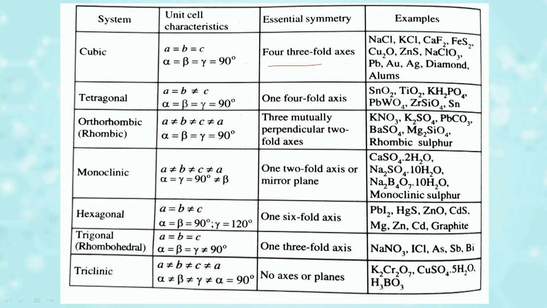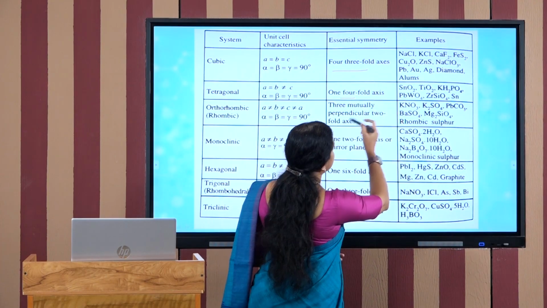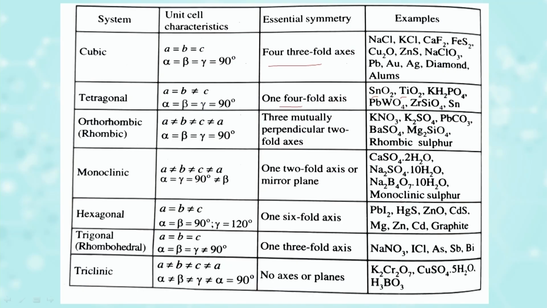So, next is the tetragonal, and the essential symmetry element is 1 4-fold axis. The examples given, we have SnO2, then titanium dioxide TiO2, then lead tungstate, all these are examples for a tetragonal system. Now, next is orthorhombic system. The essential symmetry element, we can see there are 3 mutually perpendicular 2-fold axes, C2 axes. The examples, we can see the rhombic sulfur is a very good example for an orthorhombic system. We have barium sulfate, potassium sulfate, lead carbonate, all belong to the orthorhombic system.